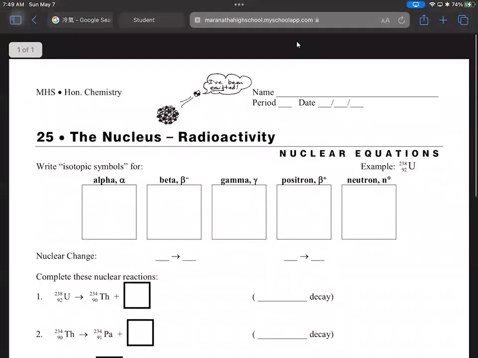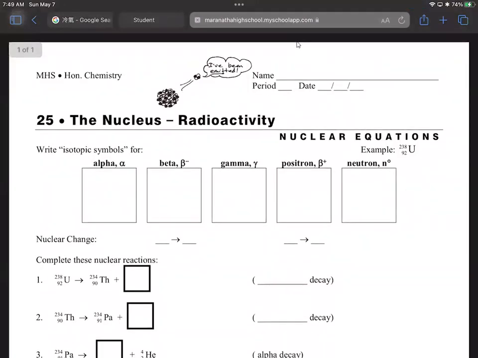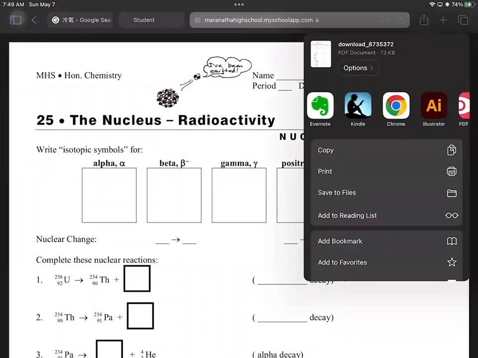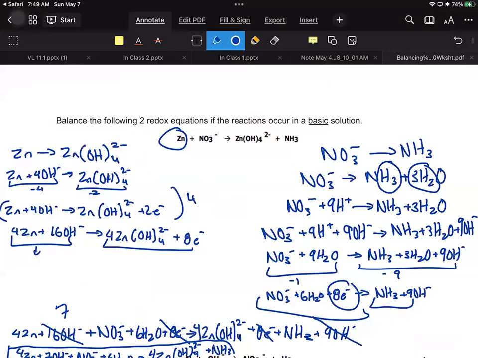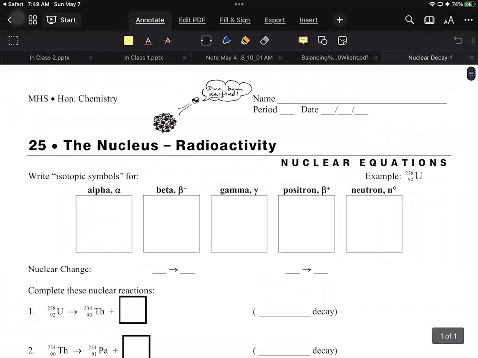This is going to be nuclear radioactivity, nuclear decay, the nuclear decay PDF. All right, let's get on with it.